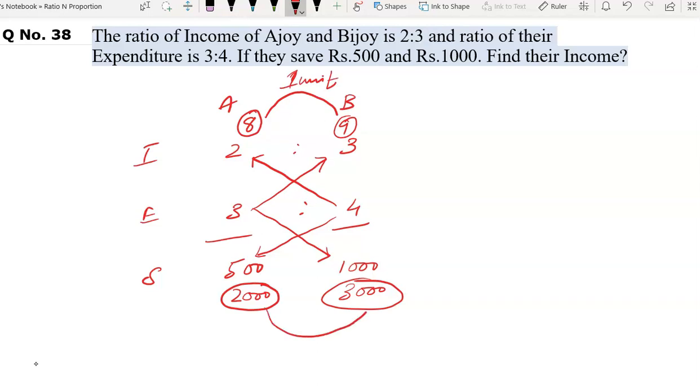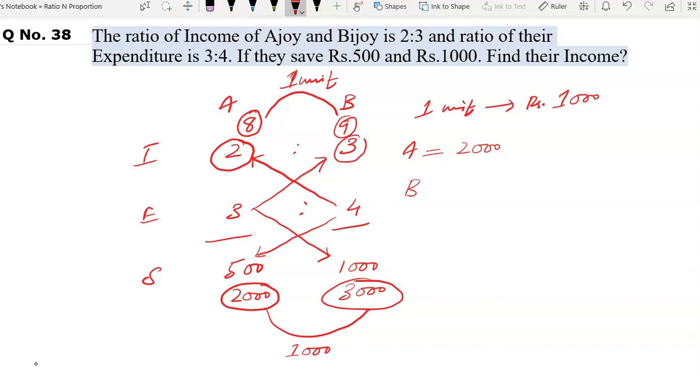And the difference between 2000 and 3000 is 1000. So 1 unit represents rupees 1000. And in this question we need to find their income. So income is 2 units for A. So A will be how much? 2 units. So 2 into 1000 will give us 2000. Income for B is how much? 3 units. So 3 into 1000 will give us 3000 as their income. So this is the answer.